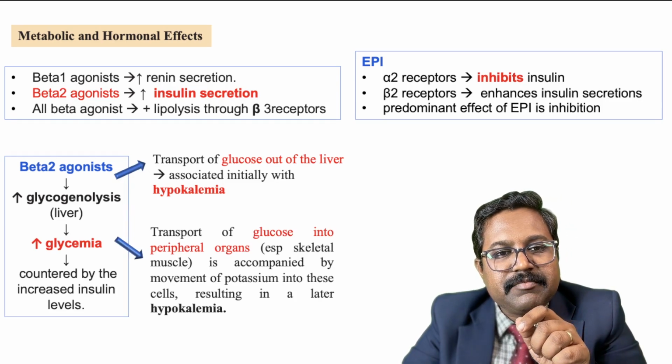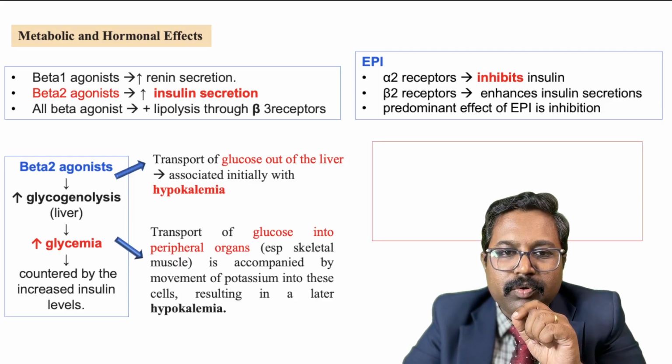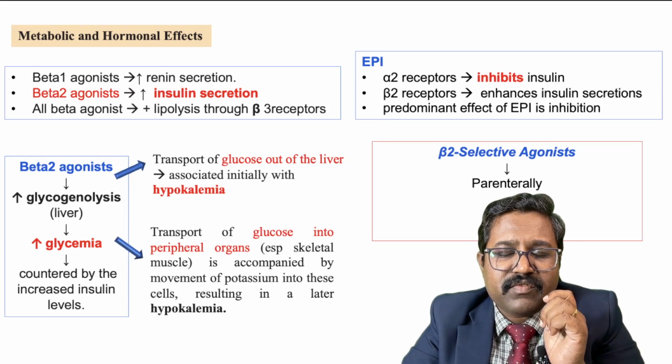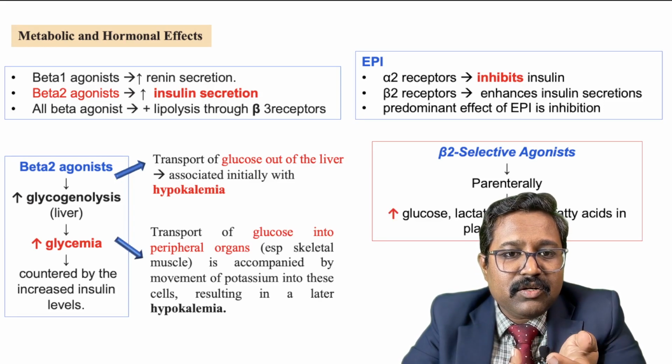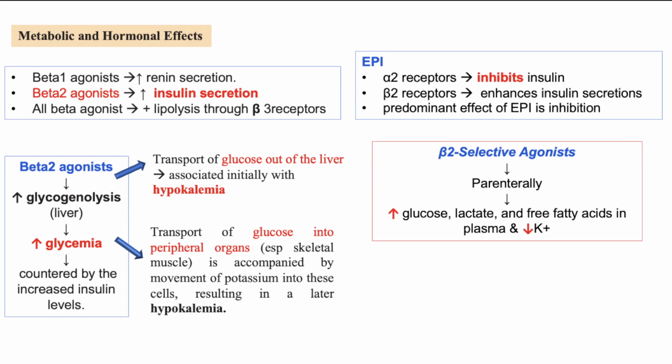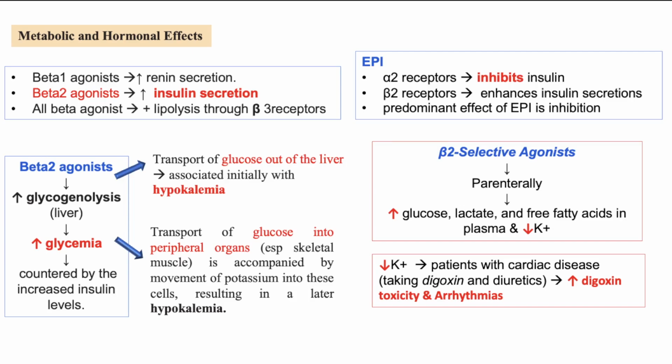So one of the side effects with respect to beta 2 agonist usage will be hypokalemia, which can further lead to tremors. So coming to the beta 2 selective agonist, when they are given parenterally, it can increase the glucose levels, the lactate levels, and the free fatty acids in the plasma, as well as cause hypokalemia. And why you should be very careful: hypokalemia will lead to disastrous arrhythmia if a patient has a cardiac disease or is taking digoxin or a diuretic. So hypokalemia can increase the risk of digoxin toxicity, further leading to arrhythmia and death.